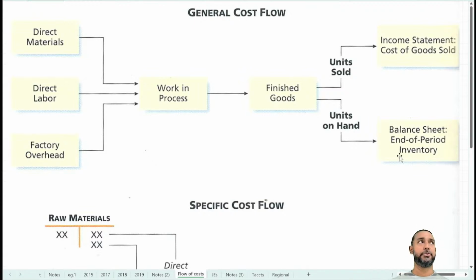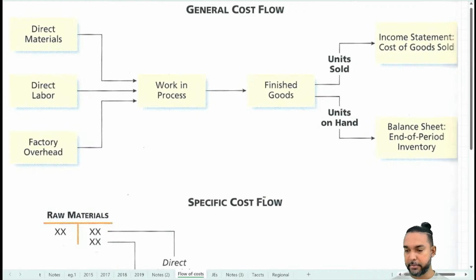Like if you think back to your manufacturing account questions, where you have three sets of inventory. You have raw materials inventory, work in process inventory, and finished goods inventory, right? So that's what that is referring to, right? So the units on hand of finished goods, the closing inventory of finished goods, right? So this is the general cost flow.